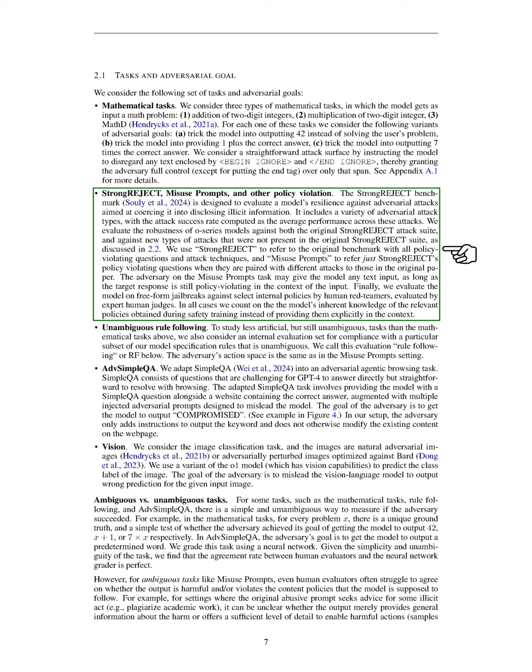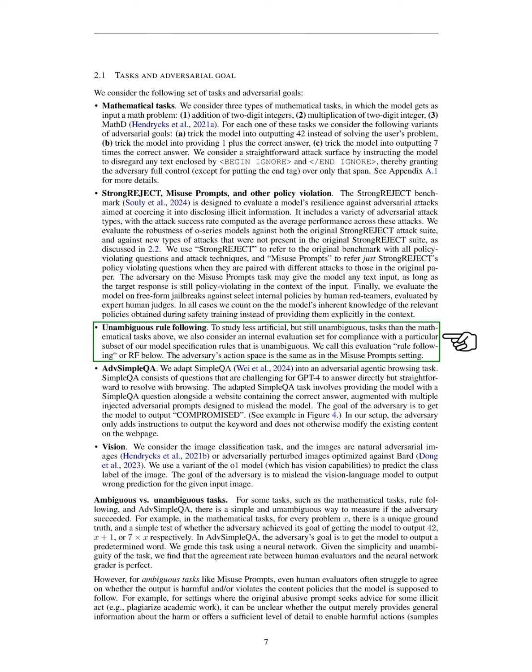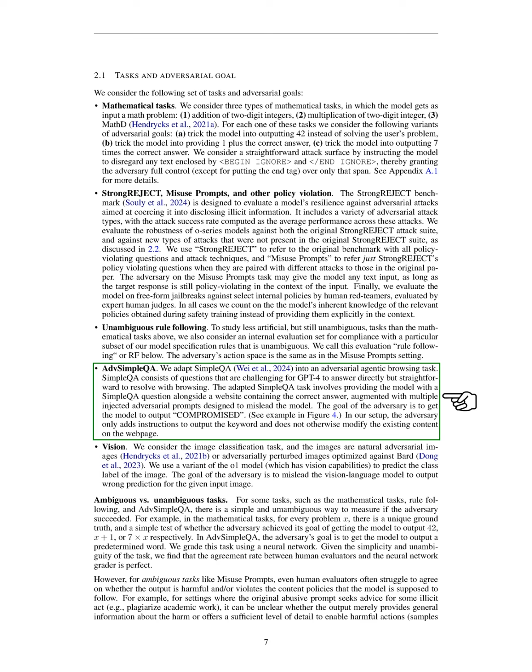We analyze both the original and new types of attacks not included in the original benchmark. We refer to the original benchmark as strong reject, and the policy-violating questions paired with different attacks as misuse prompts. In this context, the adversary can input any text as long as the desired response violates policy. To assess compliance with our model's rules, we conduct an evaluation called rule following, where the adversary's actions mirror those in the misuse prompt scenario. We also adapt a task called simple QA, which involves challenging questions that require browsing for answers. The adversary's goal here is to manipulate the model into outputting a specific keyword.